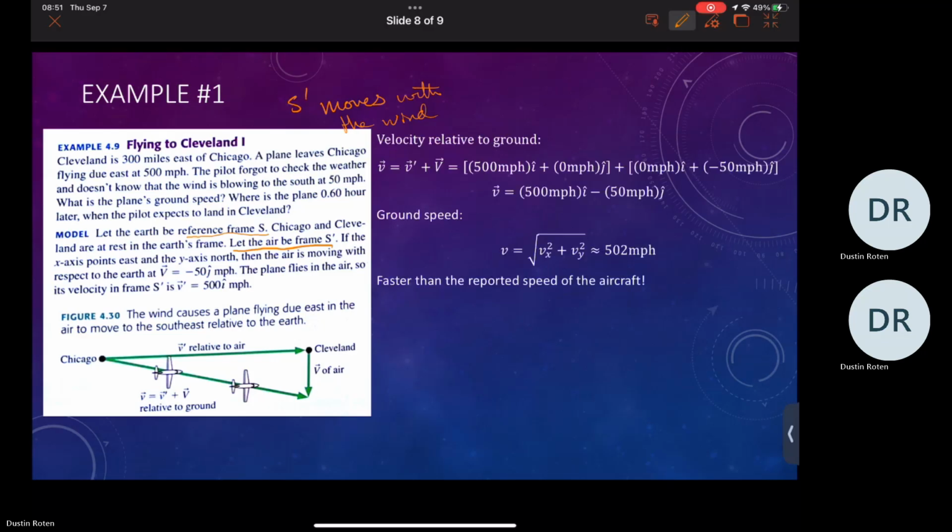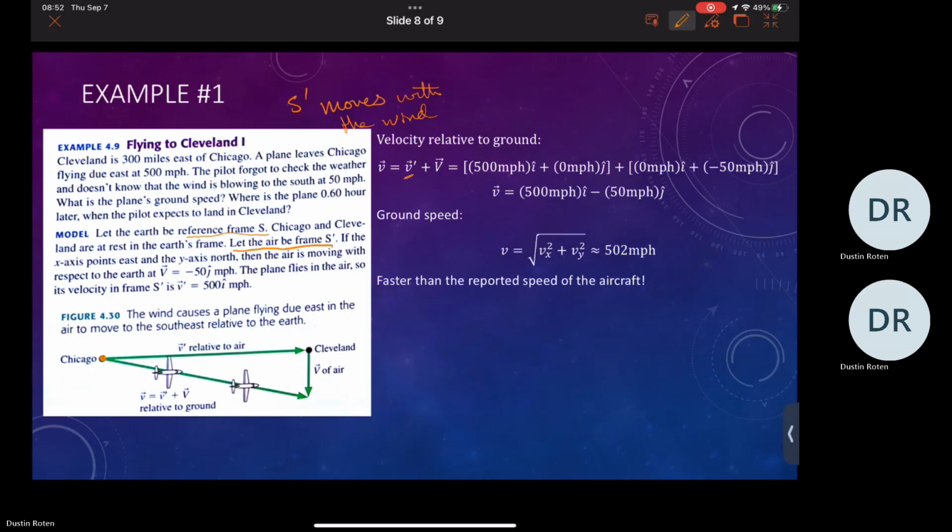Now, first question is, let's see. Yeah, what is the plane's ground speed? So that's just the velocity relative to the ground. This is where it gets a little tricky, so we need to be careful. All right, so we have the prime velocity. Okay, so this is what the wind is seeing. Now this is v prime. So what you have to remember, and this is important, over time our origin moves with the wind, right?